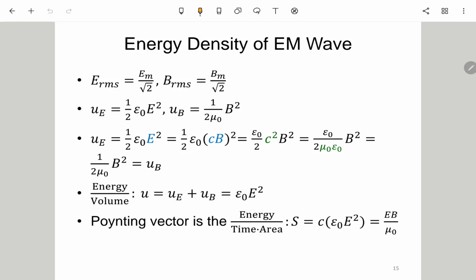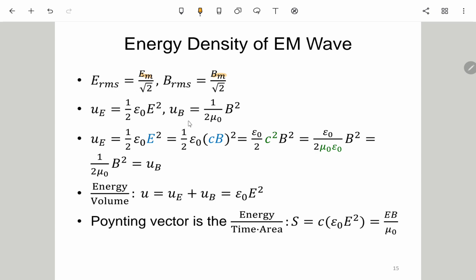Okay, finally, I would like to talk about the energy density of the EM wave. In the equation we have E_m and B_m to be the magnitude or the amplitude of the oscillation. We can also use the root mean square value by dividing E_m and B_m by the square root of 2.